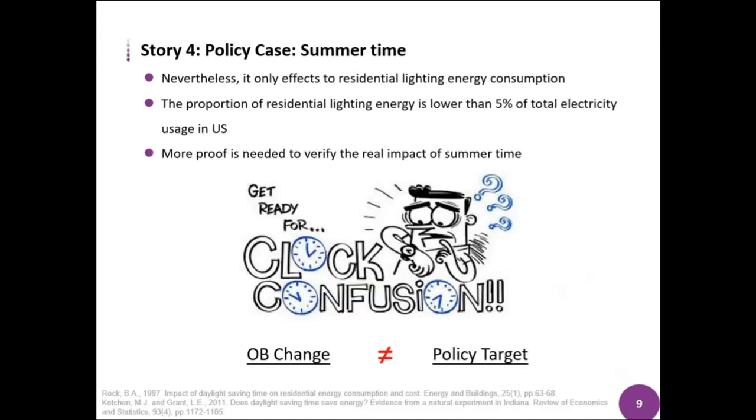But the reality, according to quite a lot of field tests, is that people continuously use artificial lighting for quite a bit longer, and also the lighting energy consumption in residential buildings is a very small proportion of the total energy use. The air conditioning part will never be influenced by the summertime shift. So there is not very good scientific proof to say that daylight saving time really saves energy on artificial lighting consumption.